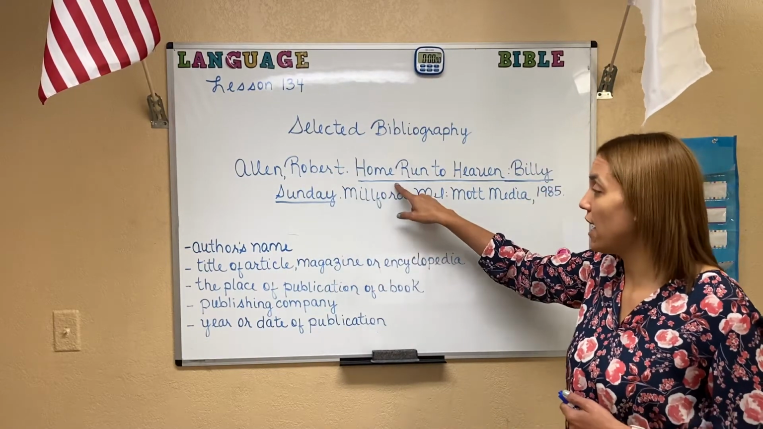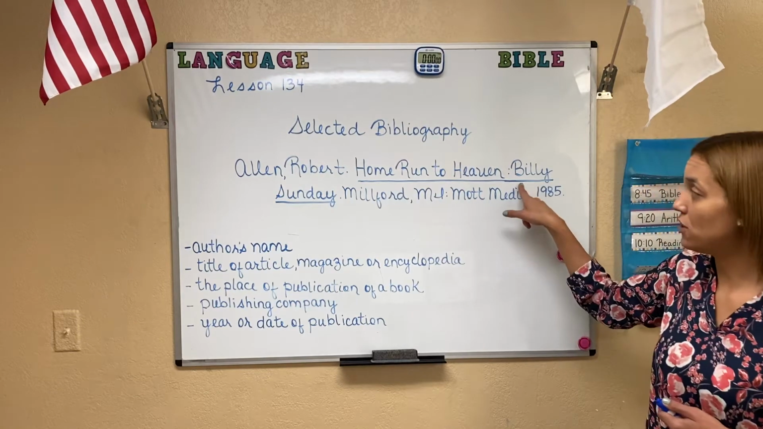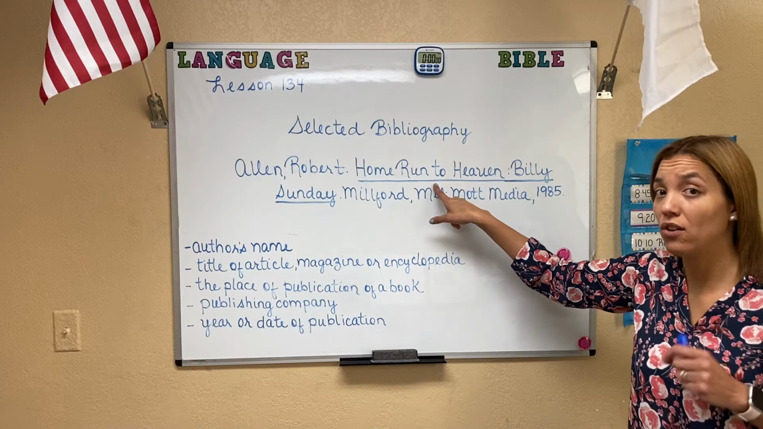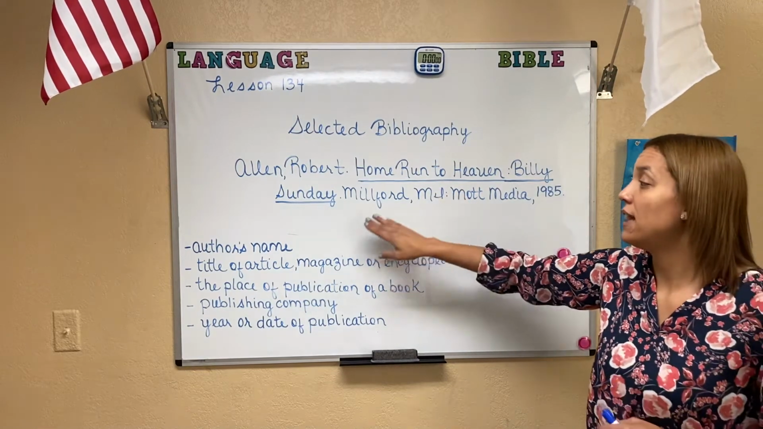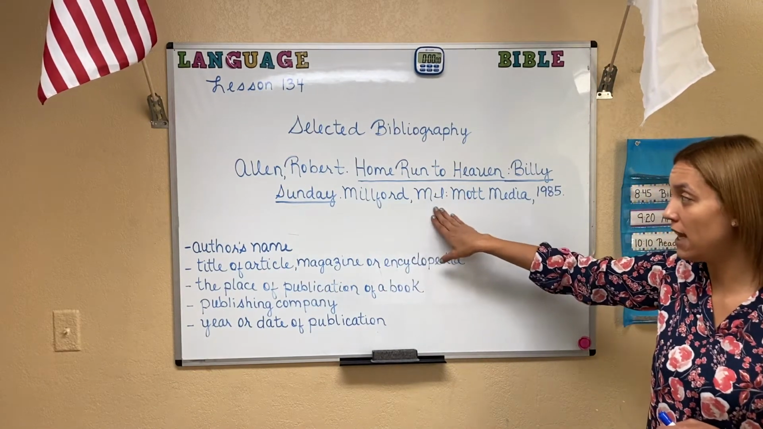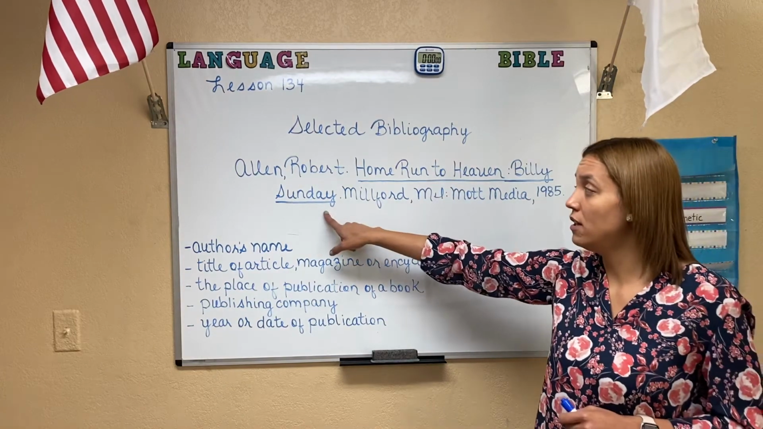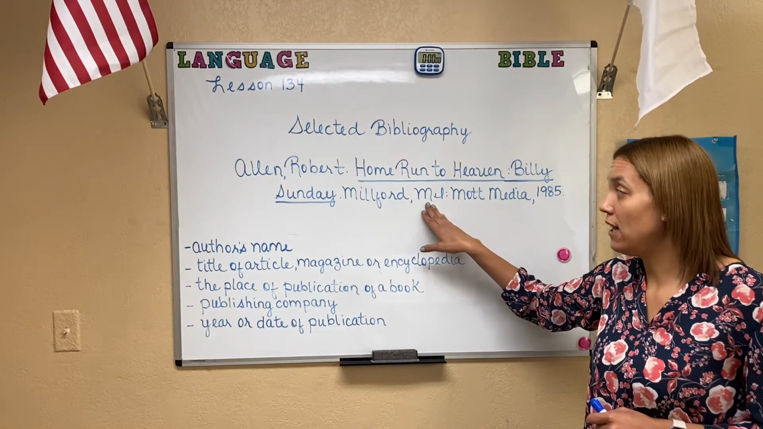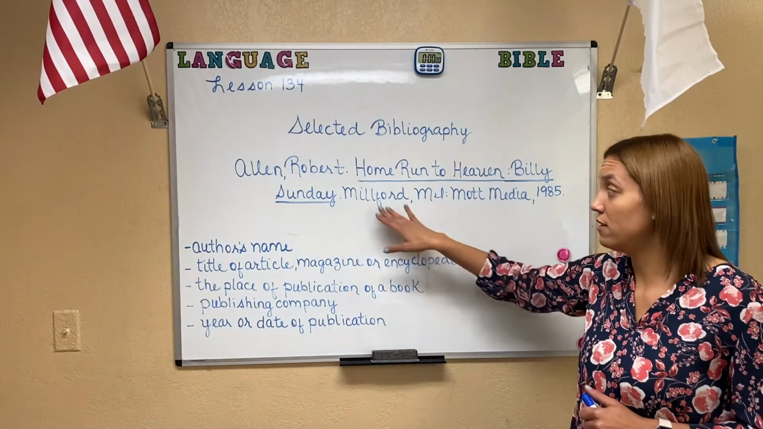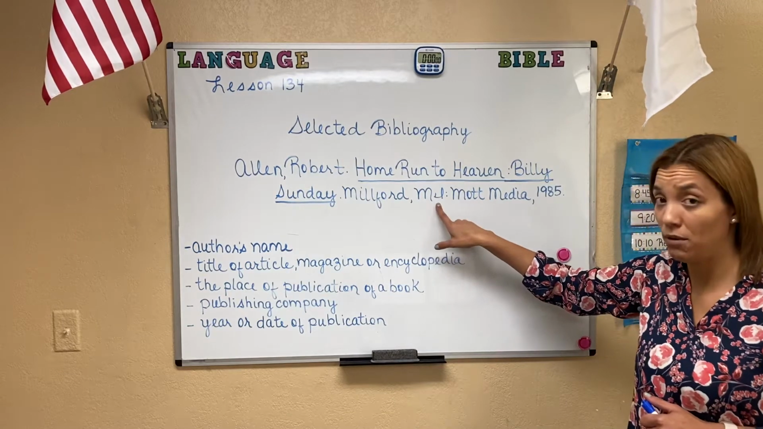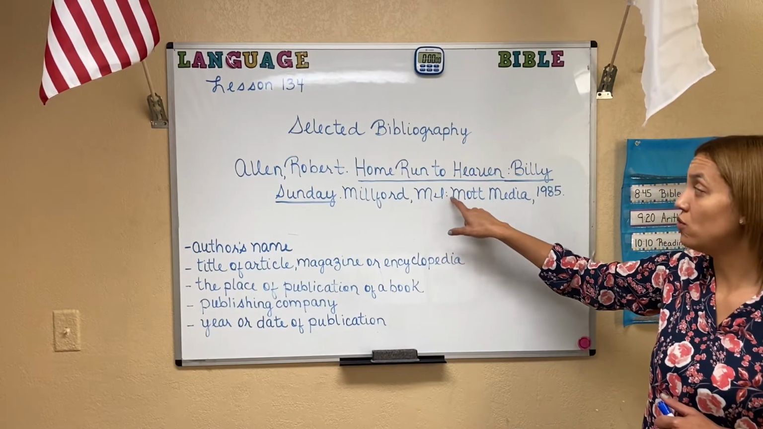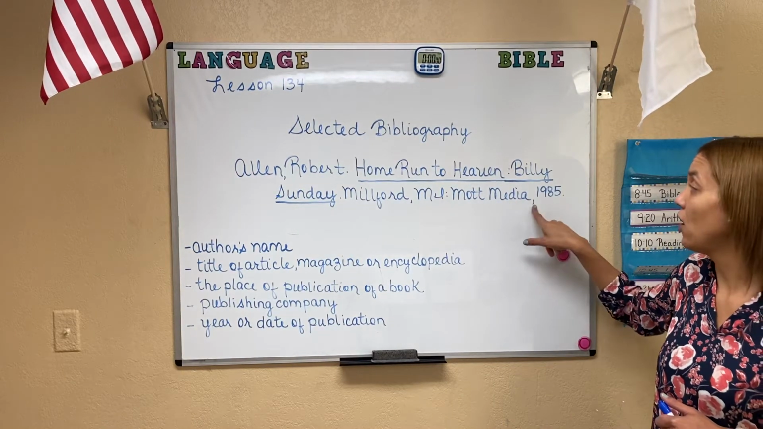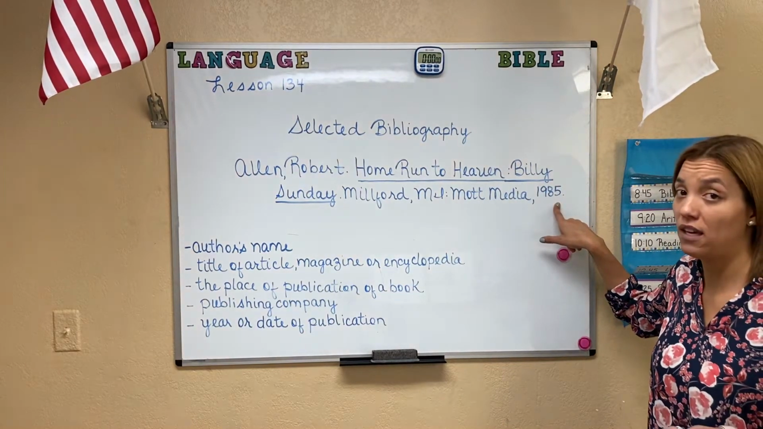Then you write the title. Make sure that you write it and that you underline. Titles, remember, titles have to be underlined. Then you're going to write the place of the publication. So after you write your title, you're going to write a period, then the city and state of wherever it was published. City, comma, state abbreviation, period, publishing company, comma, and the year or the date.